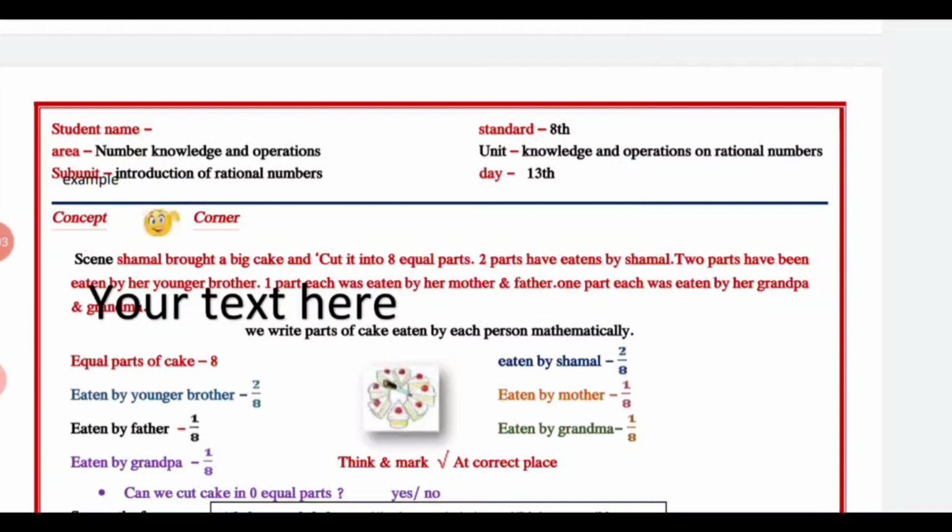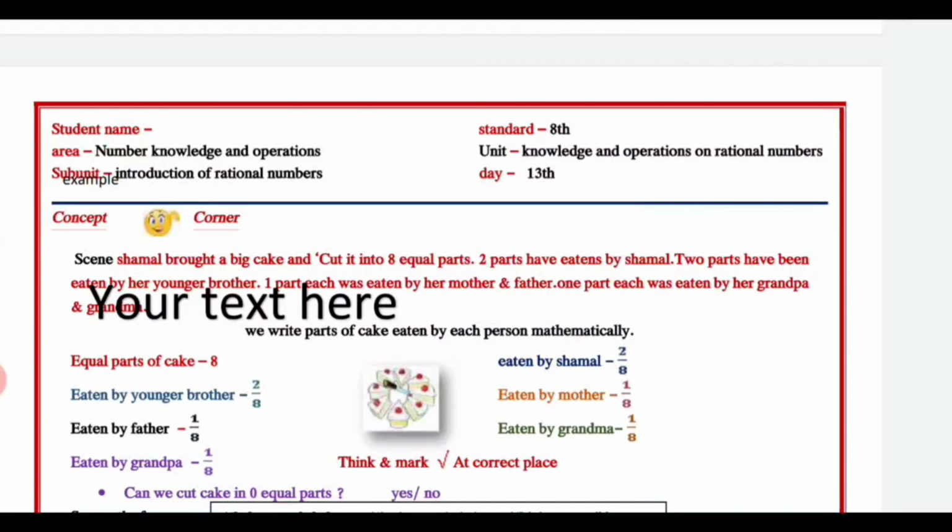Children, now we have come to day 13. The 13th day deals with number knowledge and operations. The unit is knowledge and operations on rational numbers, and the subunit is introduction of rational numbers. You all know about rational numbers and various different types of numbers also.